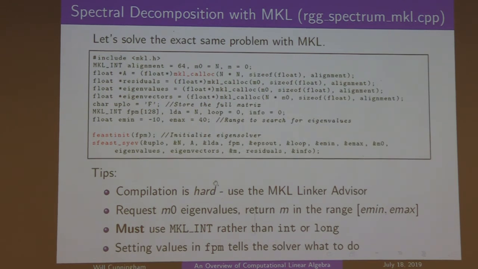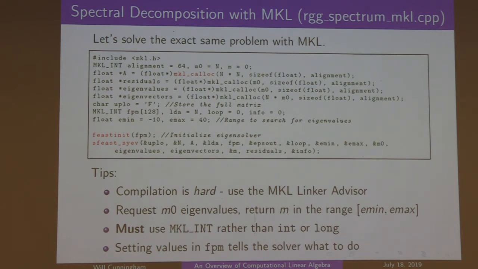I want to emphasize compilation is not nearly as easy as for the other stuff. You can look at the make file in the tutorial and you will see this. Something important about this, rather than just returning all of the eigenvalues, what you're telling it to do is look for some number of eigenvalues in a range, Emin to Emax. And then it will tell you how many it actually found. Okay, so it's a little bit different.